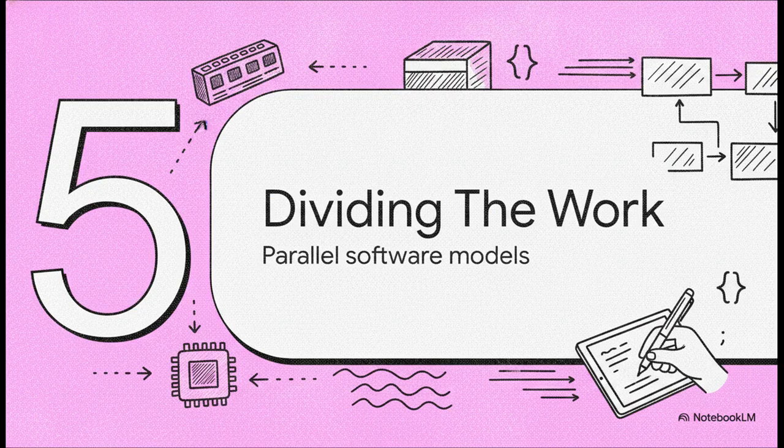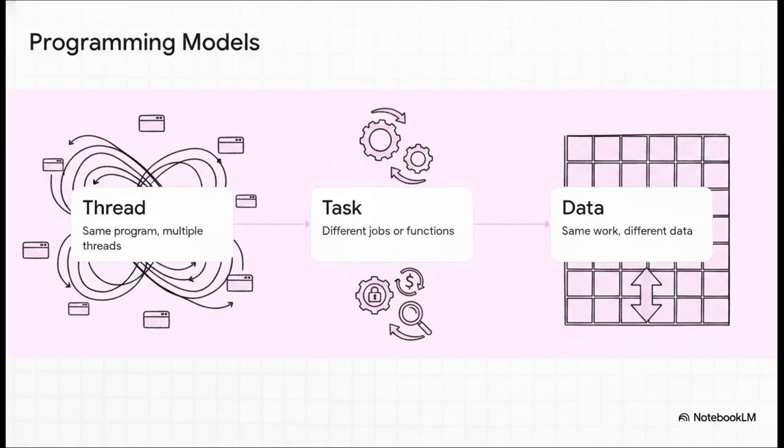For our final structural piece, we've looked at the hardware and the memory, but how do developers actually write the software for all this? Let's get into Section 5, dividing the work. Programmers generally rely on three main approaches to slice up the workload. First is thread parallelism, where multiple threads of execution run within the exact same program. You see this all the time when your web browser manages a dozen open tabs while sharing the same memory space.